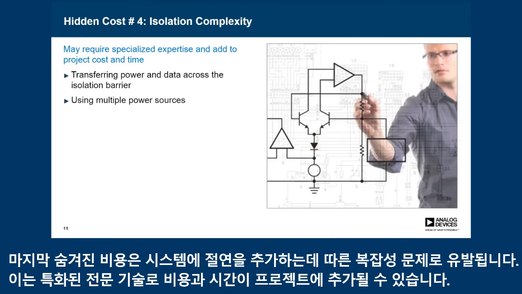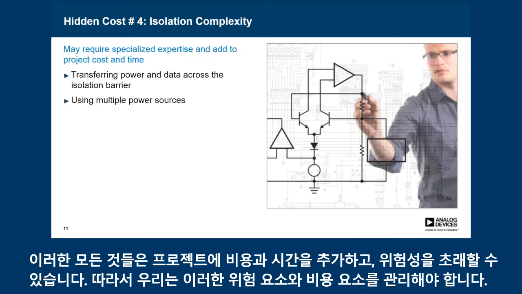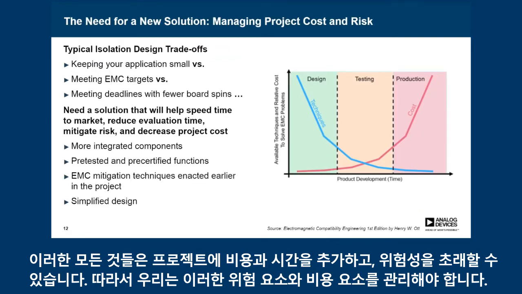And the final hidden cost is just the complexity of adding isolation to the system. It is a specialized expertise, and it can add cost and time to your project. An additional factor that can increase the complexity is the need to transfer power and data across the isolation barrier, and the need to have multiple power sources that are brought across that barrier as well. So all of those things can add cost and time to the project and risk. So we need some way of managing these risk and cost elements that we've been talking about here.